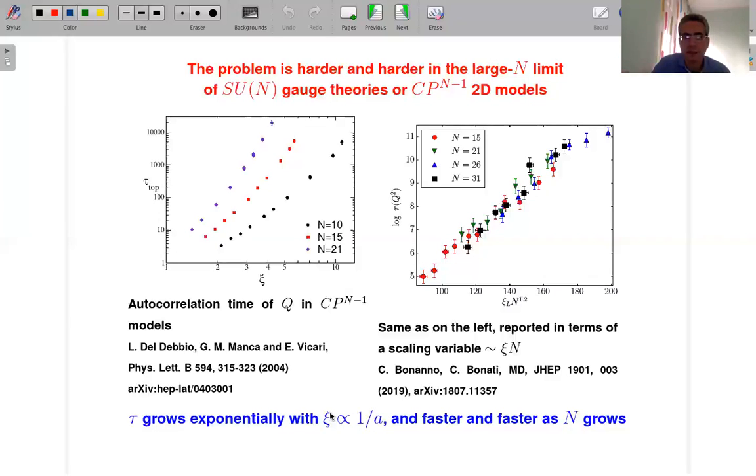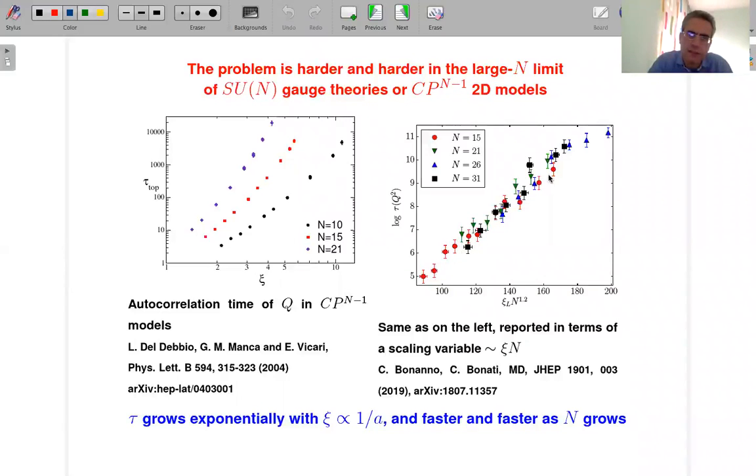It is typical of topological observables, and it is related to the fact that the freezing itself is related to the homotopy classes. You get stuck in one homotopy class, and unless you invent a very smart algorithm capable of jumping from one sector to the other by itself, a magic algorithm, you are stuck. Another feature is that this critical slowing down seems to get worse and worse as you increase the value of N. This is what you observe both in SU(N) gauge theories and in these CP^N models.